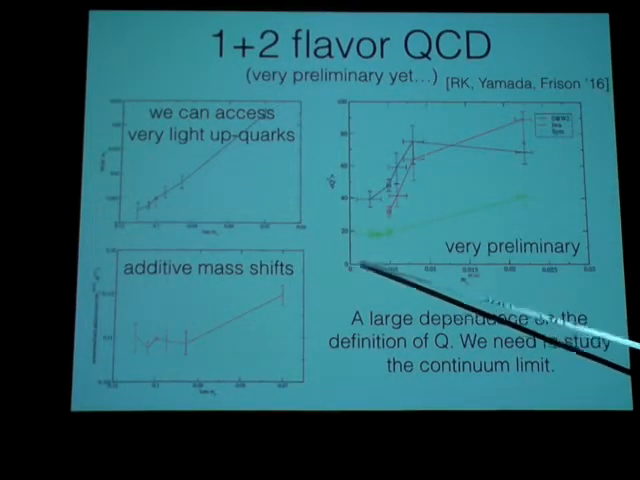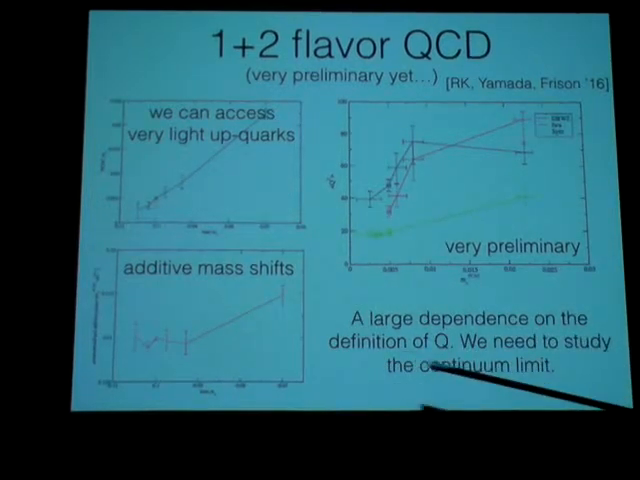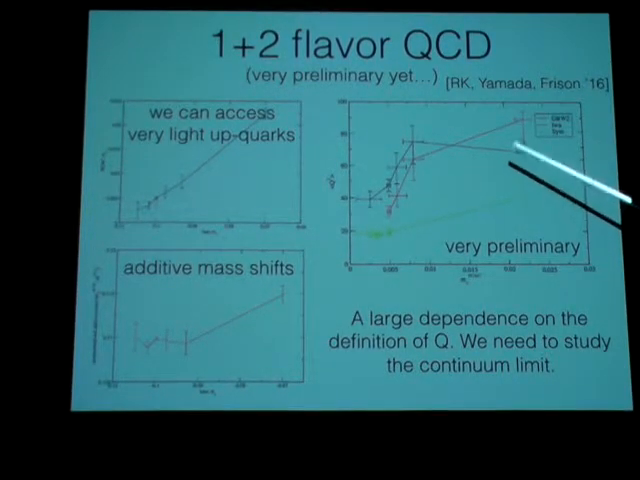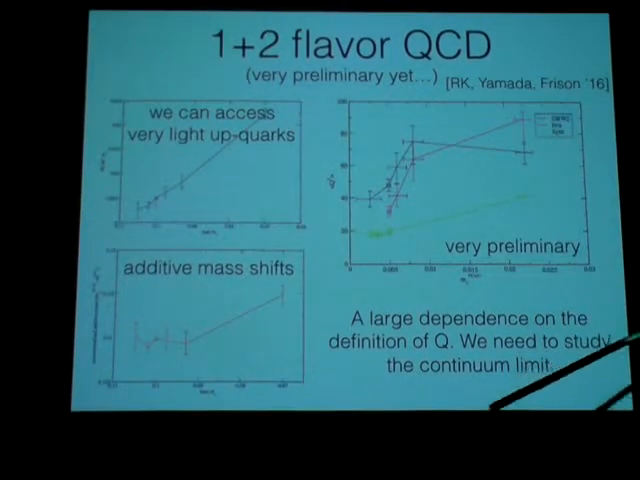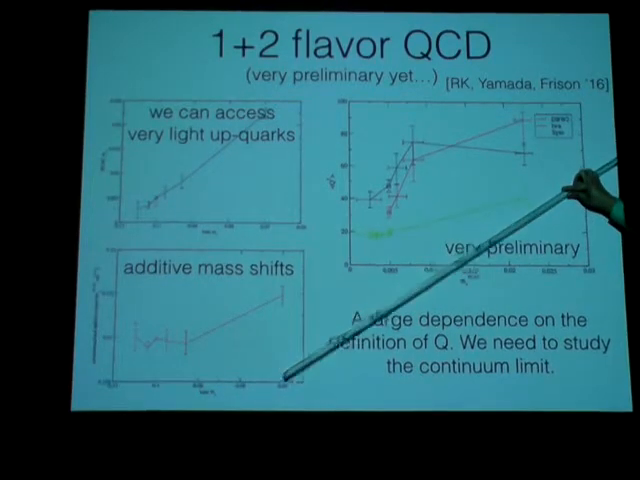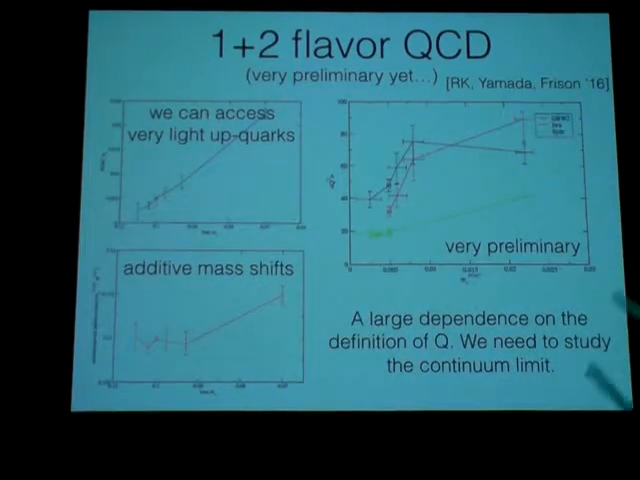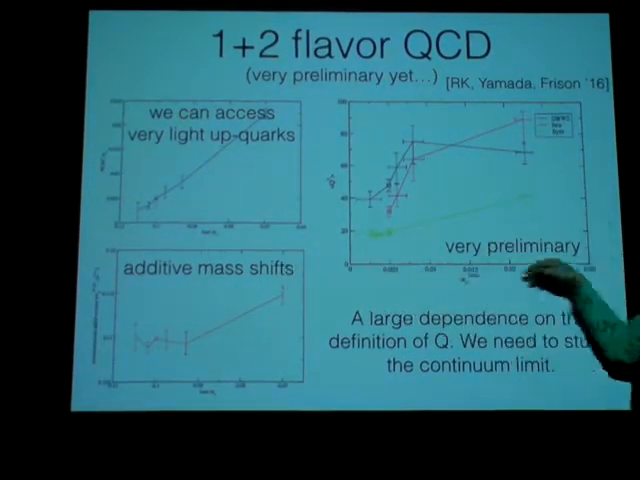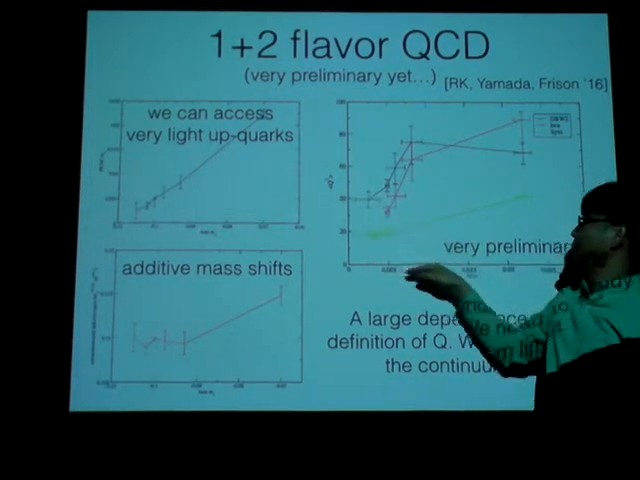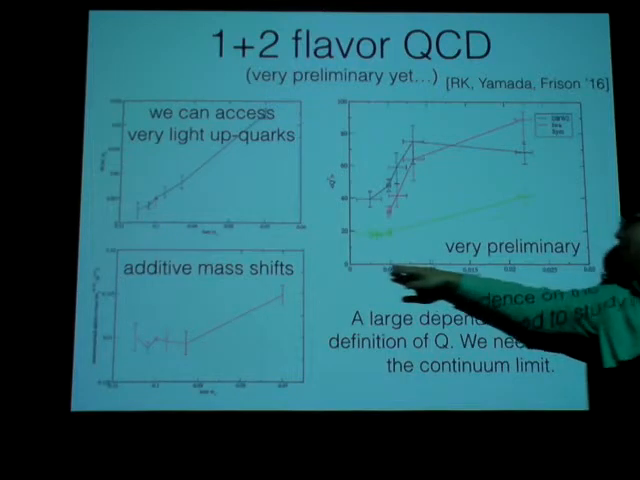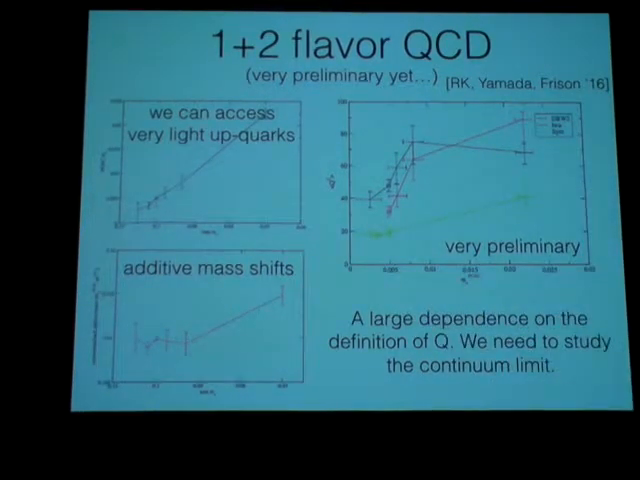So the question is whether this line crosses zero or not. Before going to that, we have many uncertainties on how to define the topological charge. So you can't get any result out of this. But what I want to say is that if the line goes like this, you have a large shift, and if it goes like this, you have a large shift. The topological susceptibility zero line, whether or not this crosses the zero point, that's the fundamental question you want to raise.